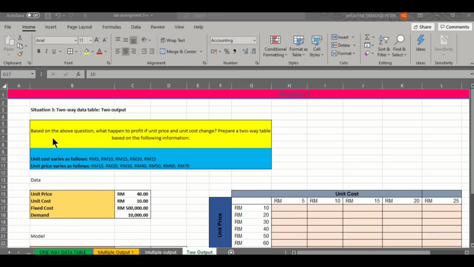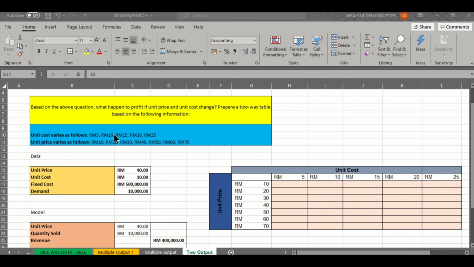Situation 3 is based on Situation 2. What happens to profit if unit price and unit cost change? We use the two-way data table to find the change of profit when the unit cost and unit price change respectively. Why two-way? Because the change is affected by both unit price and unit cost.